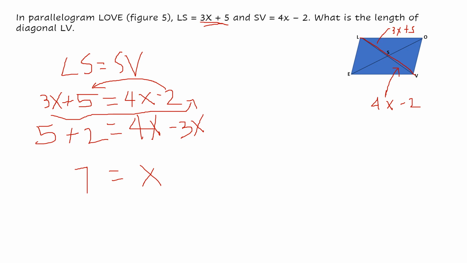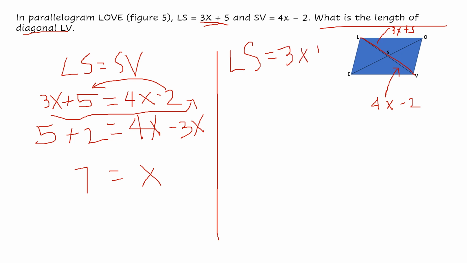And from that, what is the length of the diagonal LV? We will get one of the halves of the diagonal. Let's say LS. So we have to get its length. The length of LS is 3x plus 5. But x, as we have solved, is 7. So you get 3 times 7 plus 5.